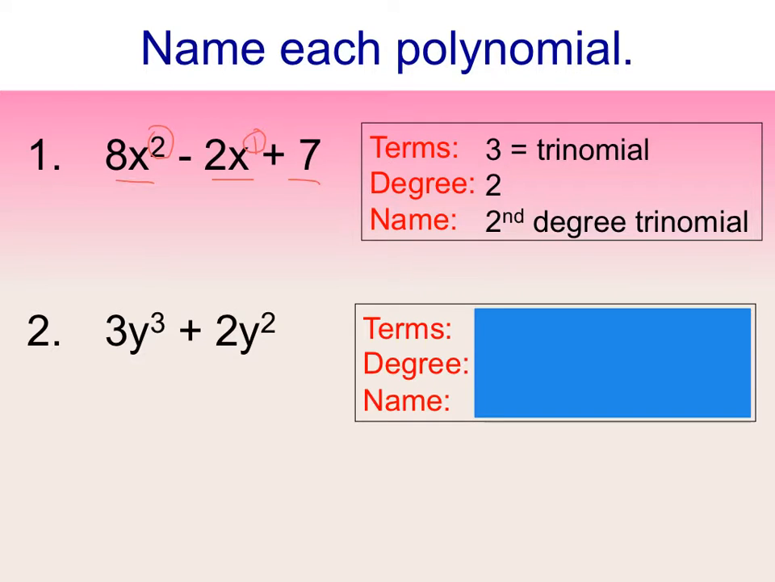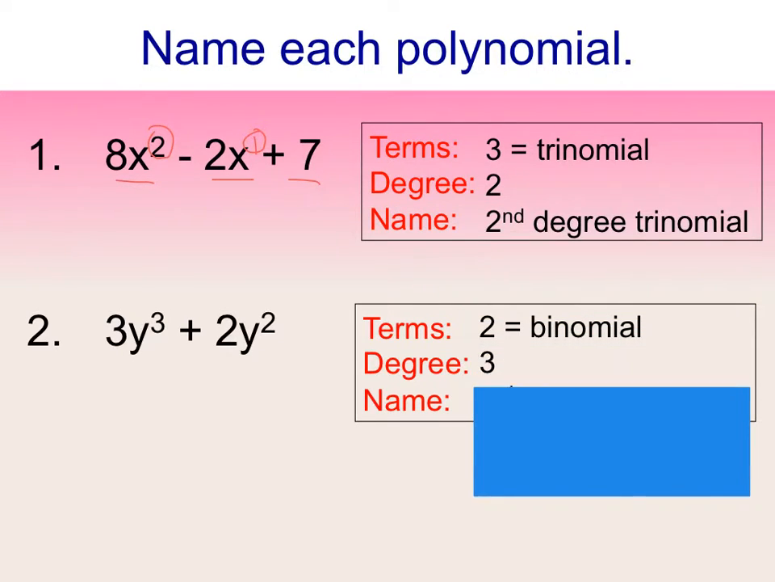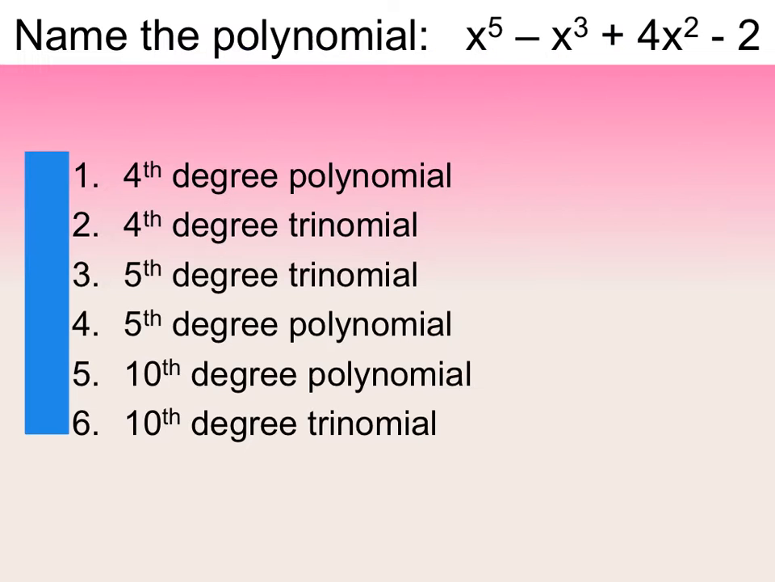The next example, how many terms do you see here? It should be 2 terms, so that's a binomial. The degree is the highest exponent you see, which is that 3 with the 3y cubed. So then if you had to name this, it's a third degree binomial. And this would just be getting you guys to understand how to basically name and classify these different polynomials.